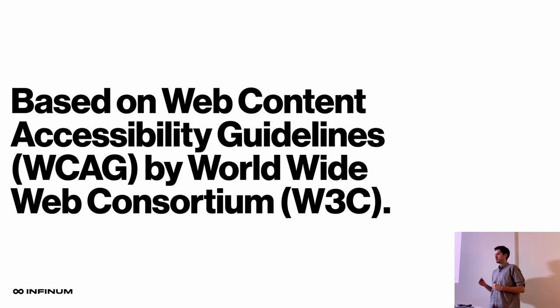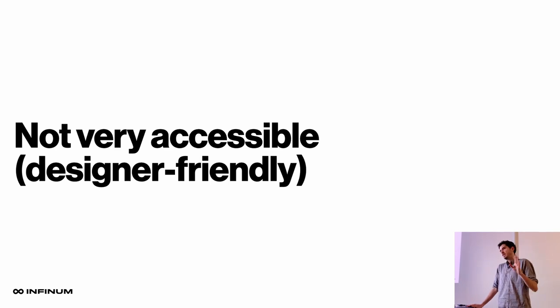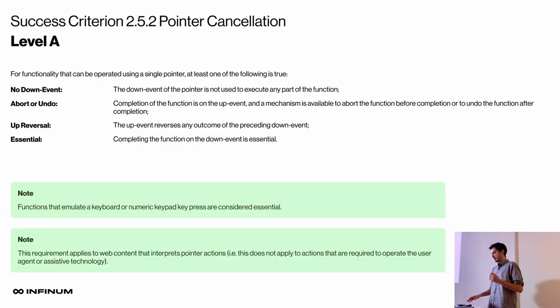Our accessibility criteria are based on the Web Content Accessibility Guidelines that are made by the World Wide Web Consortium, which is the main standardization body for the web. However, the issue is that it focuses on the web, not on mobile apps. Believe it or not, it's not very accessible either. It's not that user-friendly. I tried, and it's kind of difficult to incorporate their rules into your everyday workflow as a designer. Mostly because these criteria are super difficult to read and super difficult to understand.